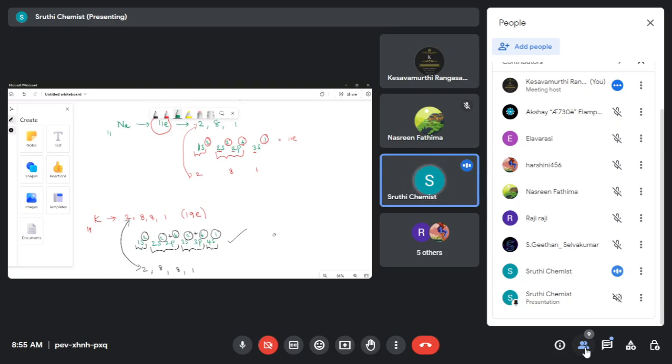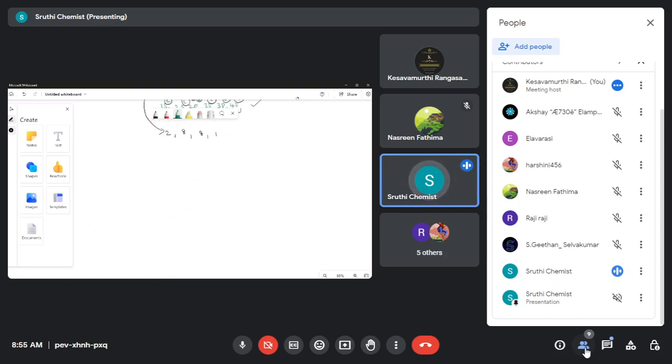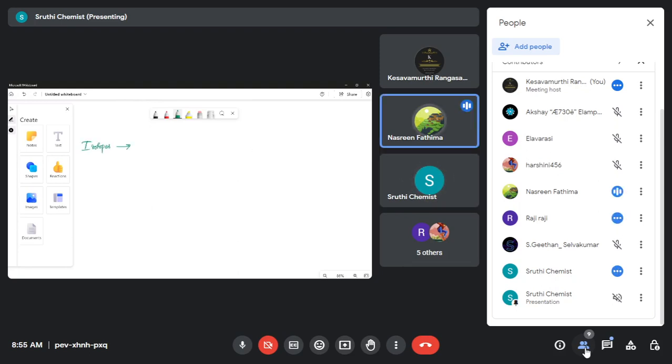Now let's come to the isotopes. Isotopes you have learned already. What is an isotope, students? Same atomic number but different mass number. Very good. Same atomic number and then different mass number. We did this in average atomic mass also, right?